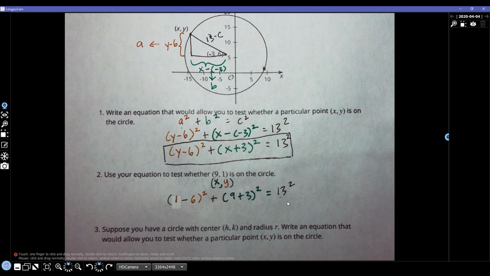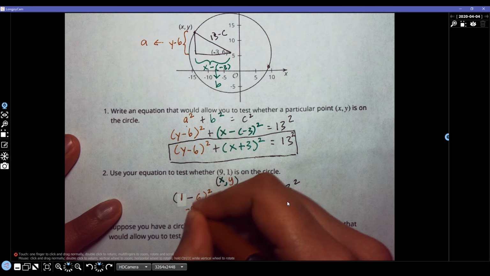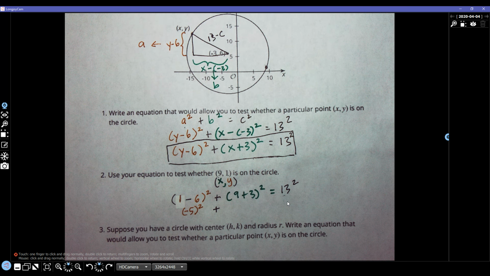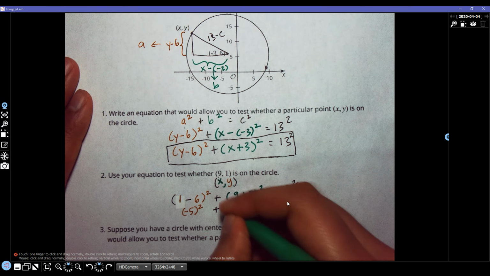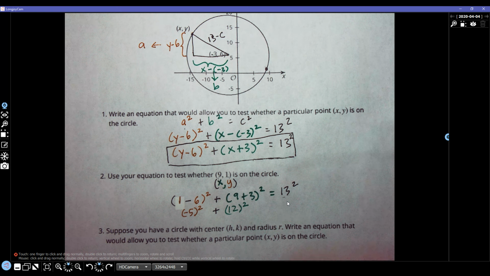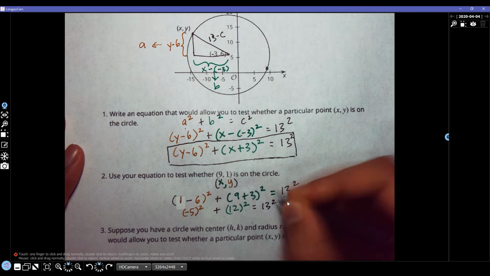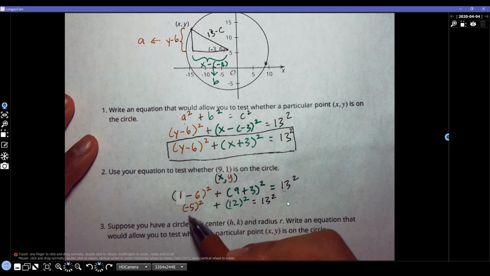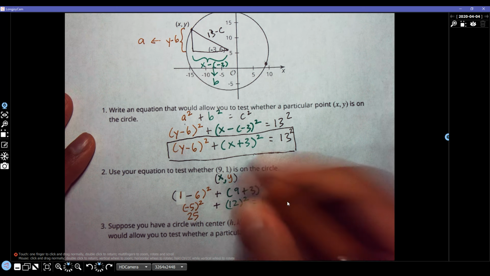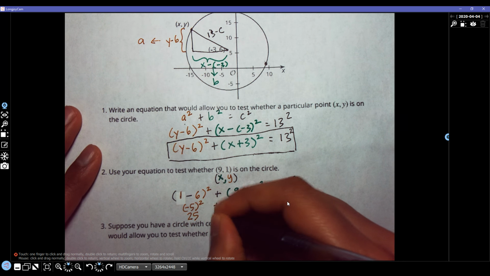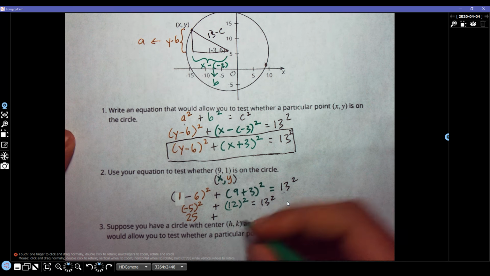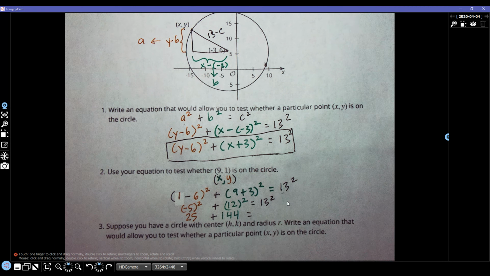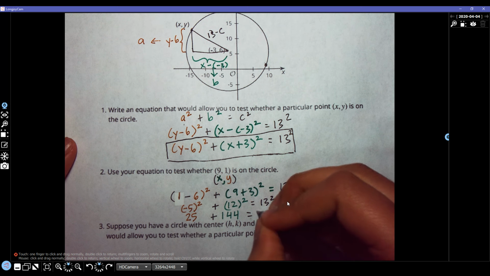So 1 minus 6 is -5, right? Still being squared, plus we have 9 plus 3, that is 12 squared, equals 13 squared. So -5 squared, that is -5 times -5, which is positive 25, plus 12 squared, that's 12 times 12, which is 144, equals, and then 13 squared, that's 13 times 13, that is 169.